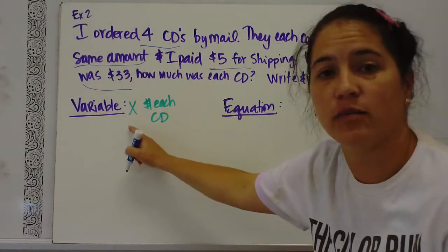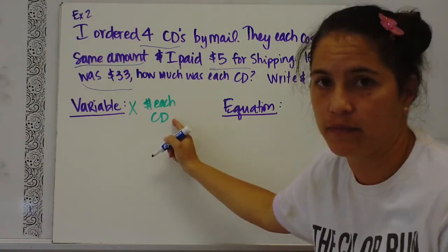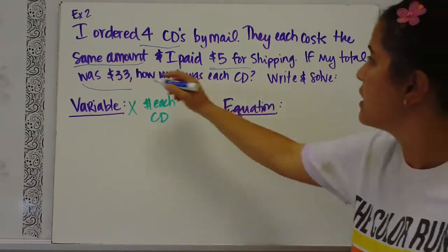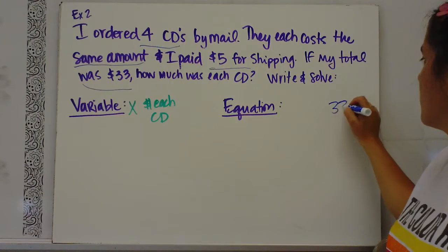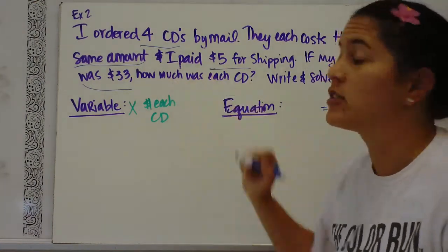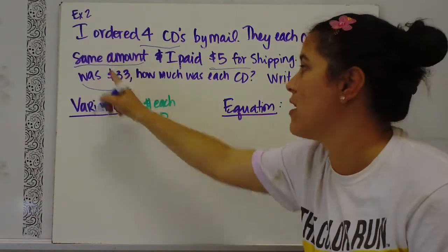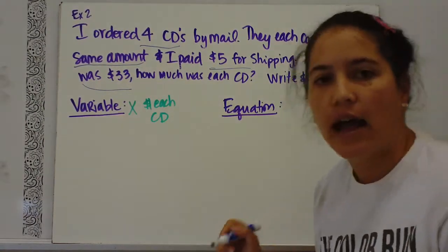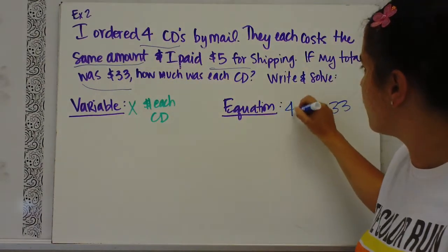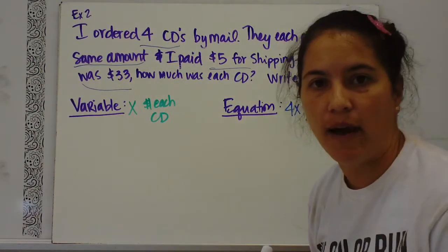So we're going to define a variable. X is the price of each CD. What is my total? My total is $33. And this is an equation because it says, how much was each CD? Each CD was the same amount, so that's my X. How many CDs did I buy? I bought 4 CDs, so I know that's going to be 4x because they're each the same amount.